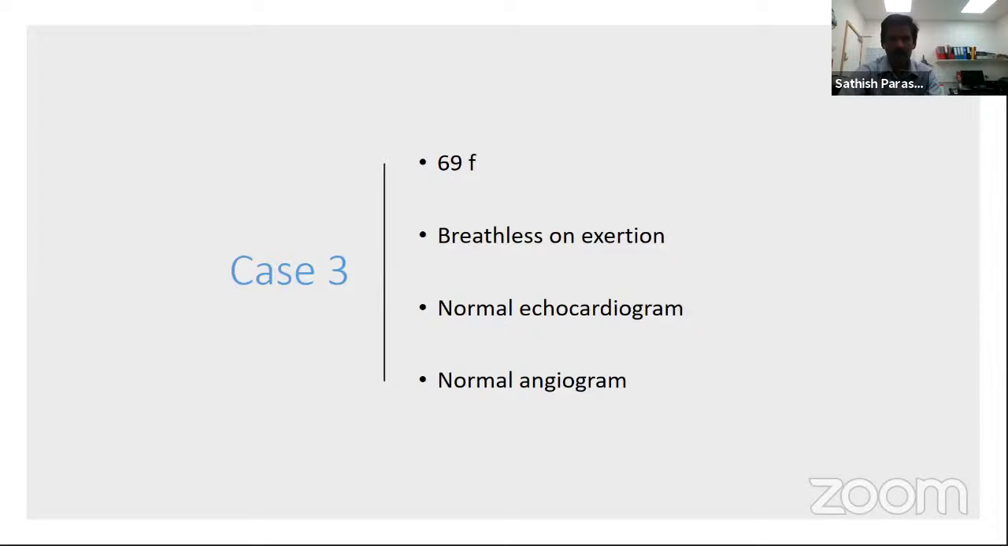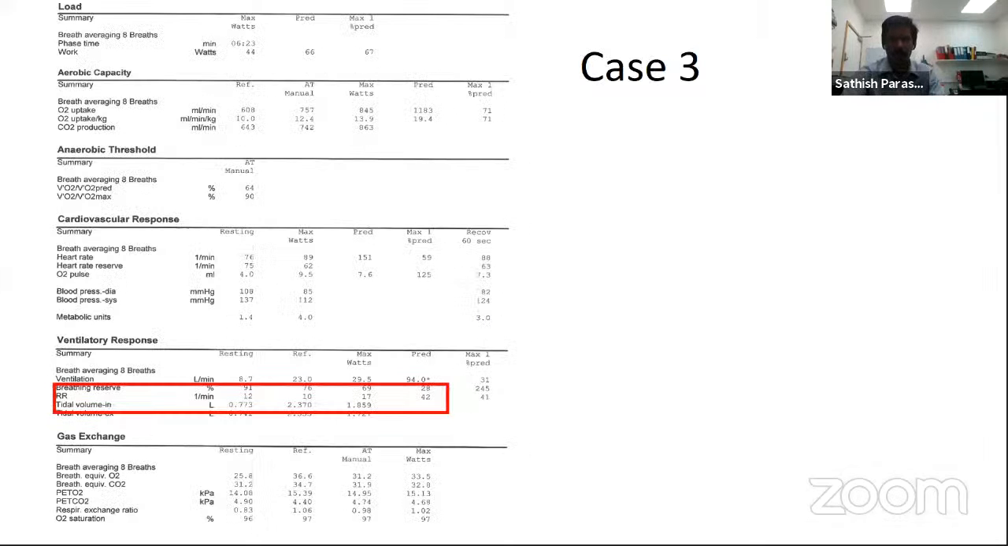A 69-year-old lady with breathlessness on exertion went to see a cardiologist, and they did an echocardiogram, which was normal, and an angiogram. Now she comes in. It's a bit small, but if you see the red panel, all the parameters, the oxygen consumption, the oxygen pulse, all the ventilatory parameters were going normally.